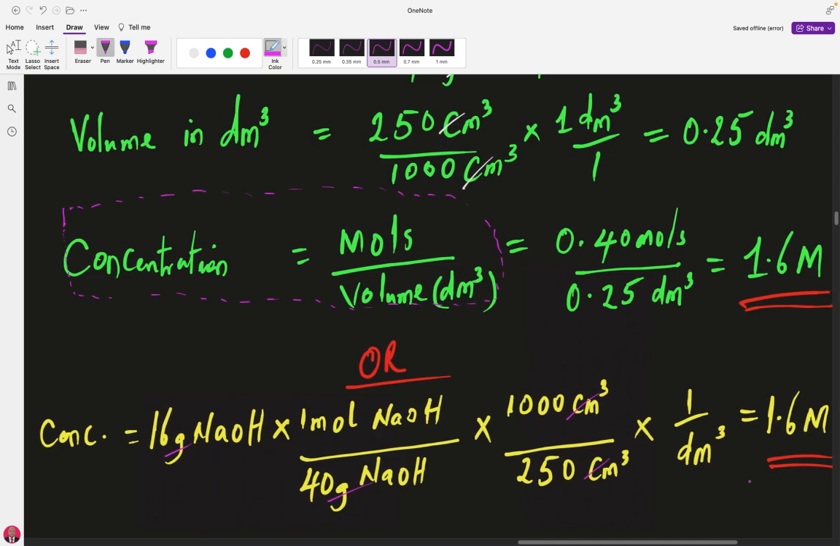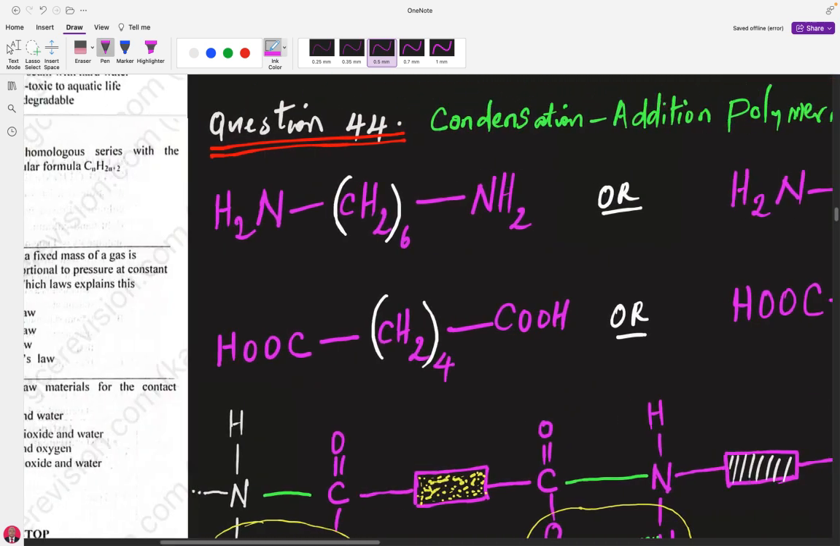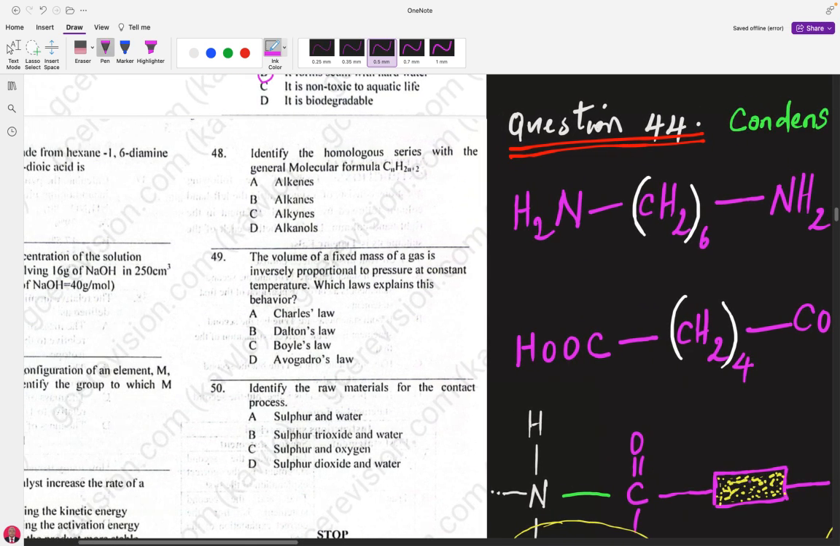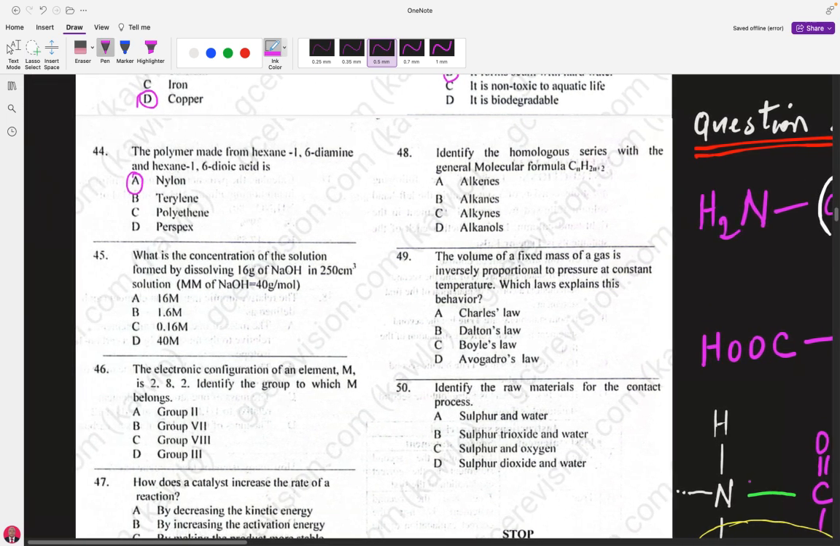So the answer here is 1.6. And if we go to our answer column, our answer choices, on question number 45, what are we going to get there? Question number 45 gives us 1.6 molar, which is answer choice B. So 45, answer choice B.